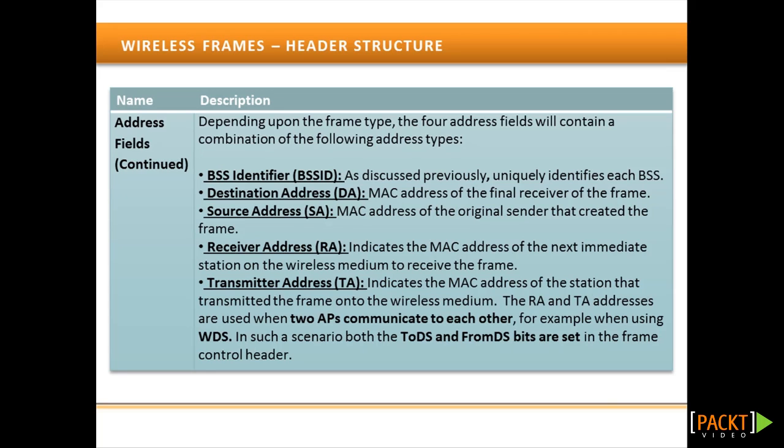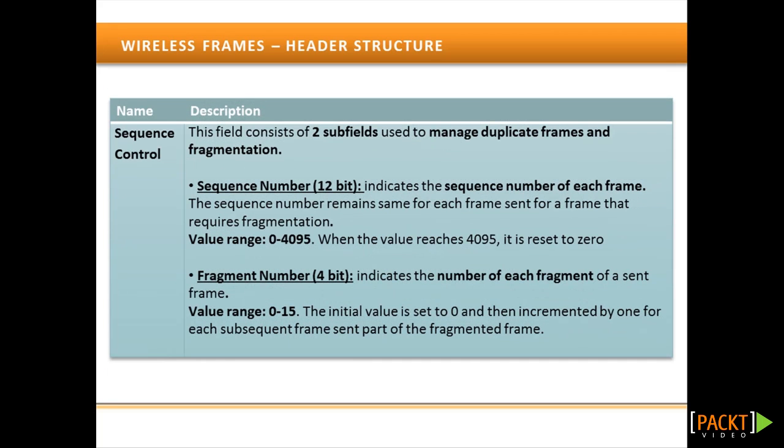Destination address, or DA, indicates the MAC address of the final receiver of the frame. Source address, or SA, indicates the MAC address of the original sender that created the frame. Receiver address, or RA, indicates the MAC address of the next immediate station on the wireless medium to receive the frame. Transmitter address, or TA, indicates the MAC address of the station that transmitted the frame onto the wireless medium. This address is used when 2 APs communicate to each other, for example when using WDS.